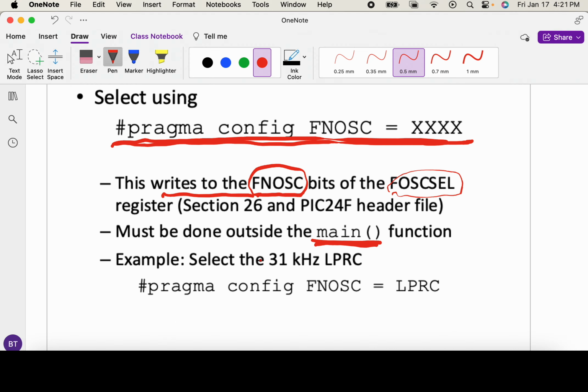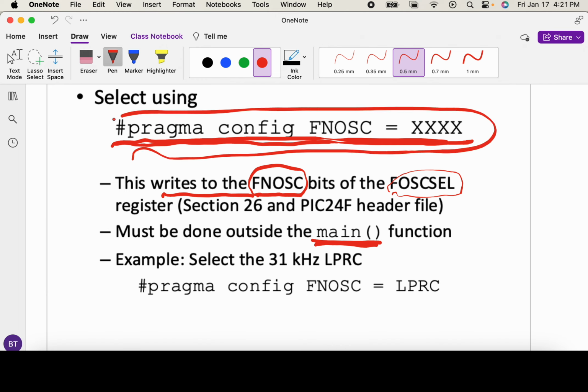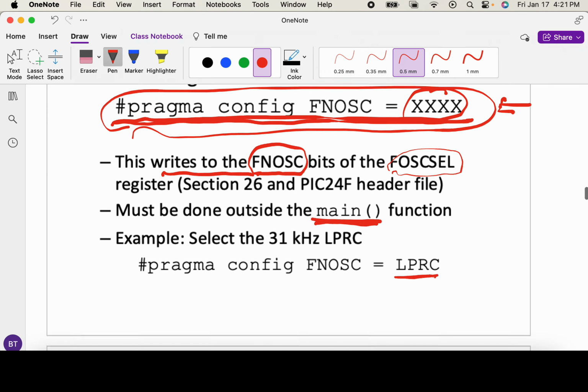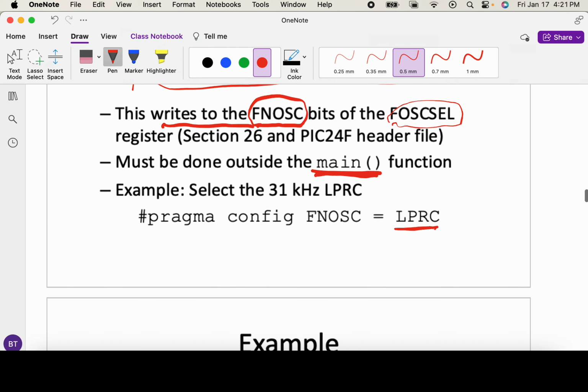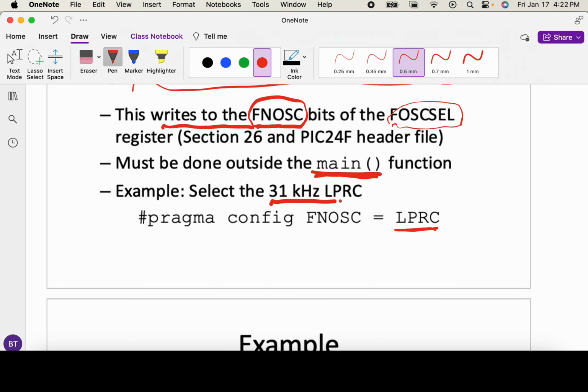So this line of code will set those bits in that register for you. All you have to do is write that line of code and choose the correct option. At the end of this lecture, there's a table that shows you all the different options, and that will set those bits for you. So if you choose, for example, the LPRC option, that will give you a 31 kilohertz oscillator.